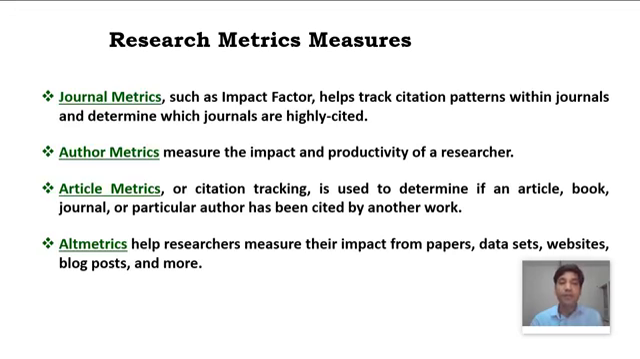So for measuring research impact, there are various metrics available, for example journal metrics, author metrics, article metrics, and altmetrics. Journal metrics basically help you identify the quality of any particular journal. You can apply certain metrics like impact factor, which helps track citation patterns within journals and determine which journals are highly cited.